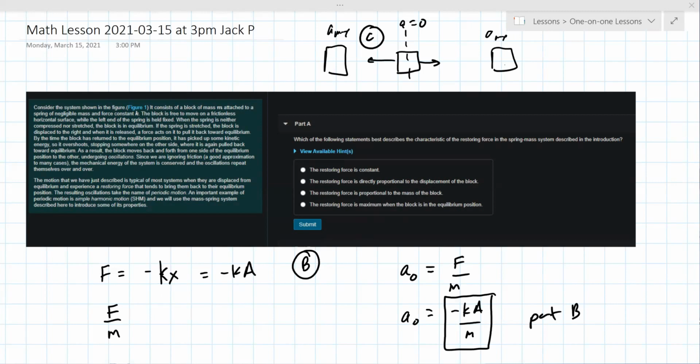All right. Let's get on to number 7. This is another conceptual problem. It looks like they don't give you more than part A.